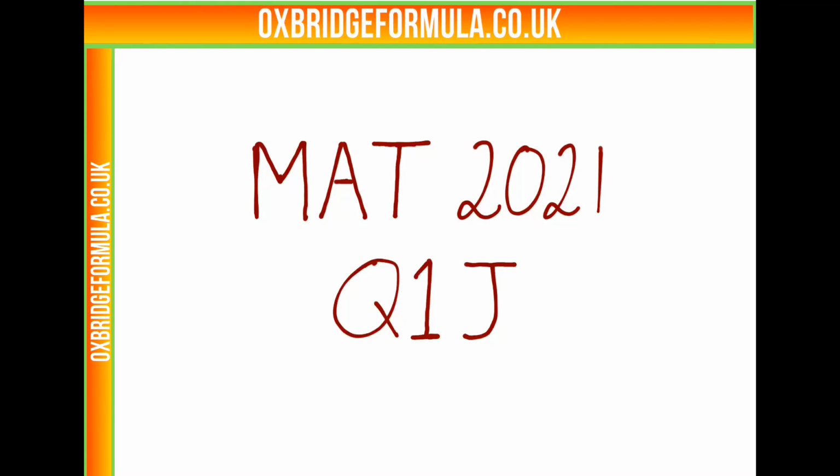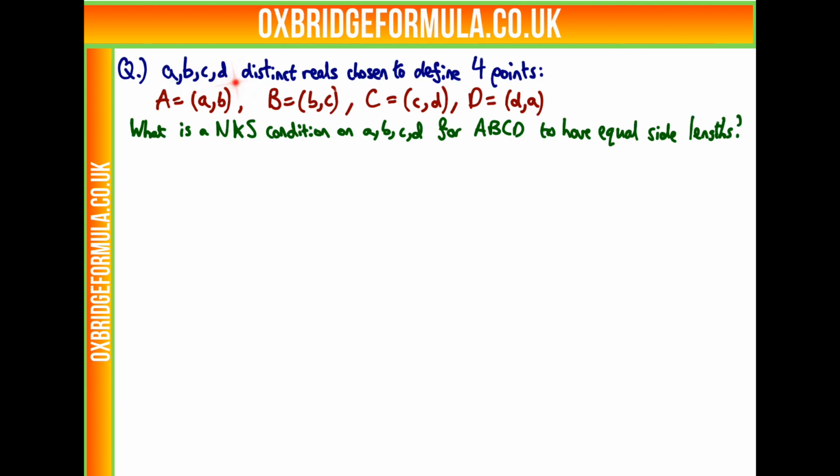This is Matt, 2021, question 1J. A, B, C, and D are distinct real numbers chosen to define 4 points: A, which is (A, B), big B, which is (B, C), big C, which is (C, D), and big D, which is (D, A). I want to determine a necessary and sufficient condition on A, B, C, and D for the quadrilateral ABCD to have equal side lengths.